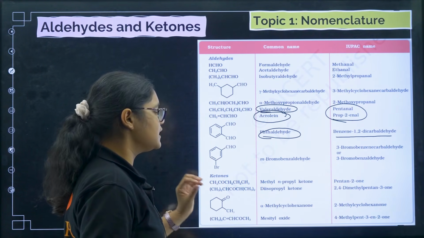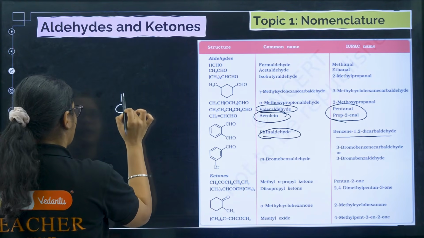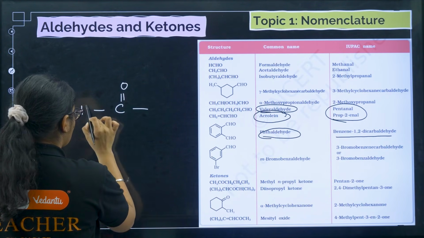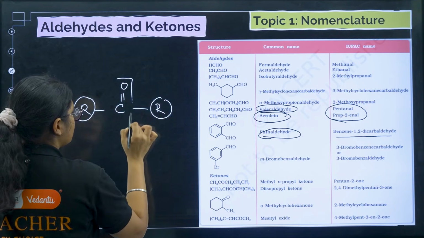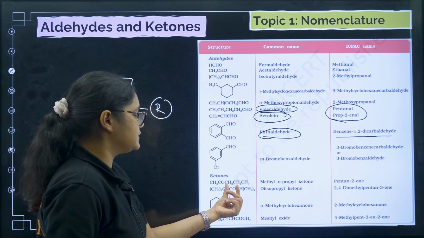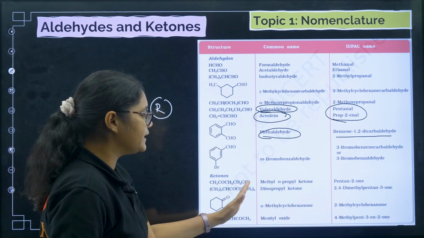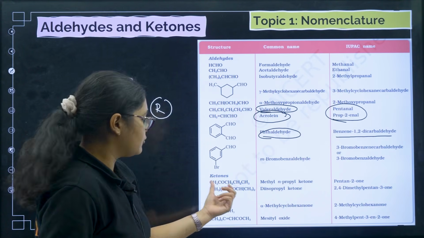Next, coming to ketones. The ketone group naming is somehow similar to the alcohol and ether group. You have an R group here, you have an R group here, you have to name these R groups, then you have to say ketone, the common name. So suppose CH3 is there and propyl is there, then it is methyl propyl ketone.